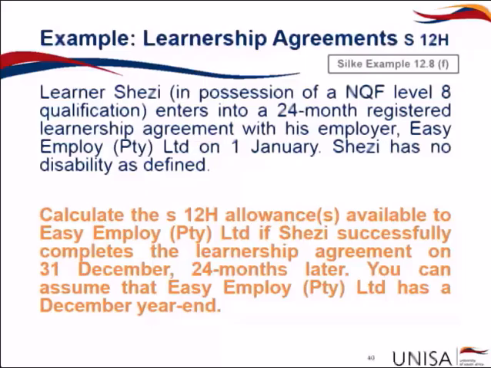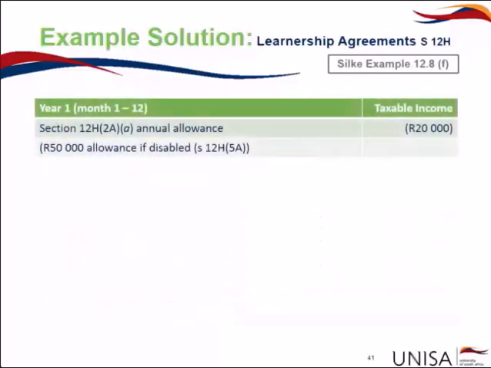Calculate the Section 12H allowance available to Easy Employ if Shenzi successfully completes the learnership agreement on the 31st of December, 24 months later. You can assume that Easy Employ Limited has a December year end. So they start on the 1st of January. So in the first year, so month 1 to month 12, Easy Employ, the employer, would be able to get a Section 12H allowance, being 20,000, remember, because it's an NQF level 8 and there's no disability.